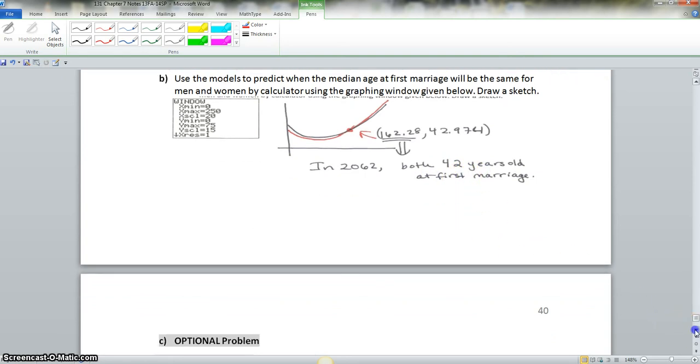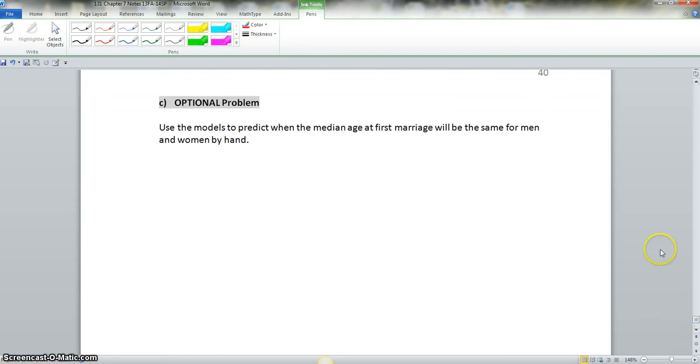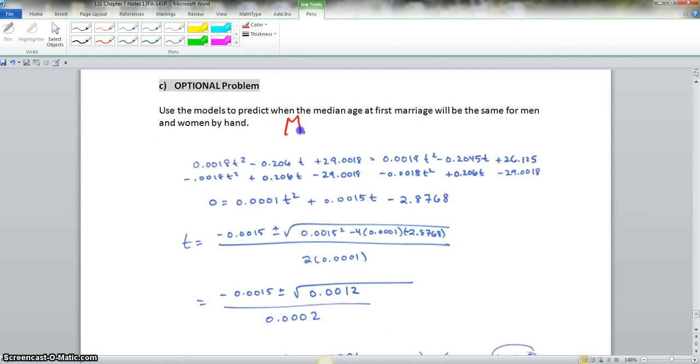Okay, now we scroll to the next page. It says C, the optional problem. It says use the models to predict when the median age at first marriage will be for men and women by hand. Now this is optional, but I will show this problem to you. So what we would do is we would take the men and set it equal to the women. And we have our equations from previous steps, and we must get everything on one side. So what we decided to do here was move all of the men values over to the side of the women, and we would have 0 is equal to these values here.